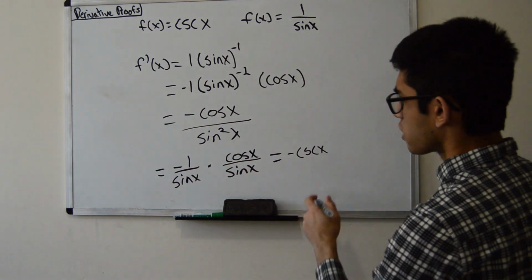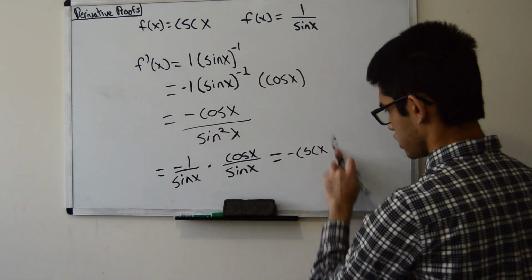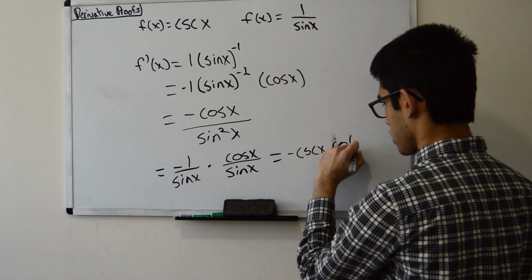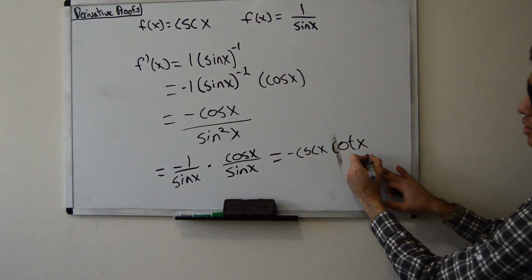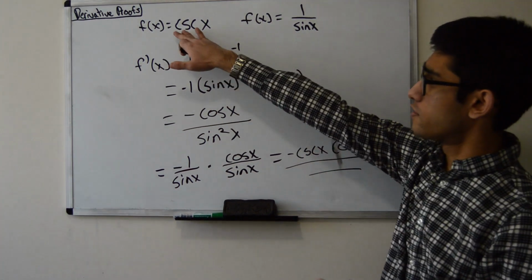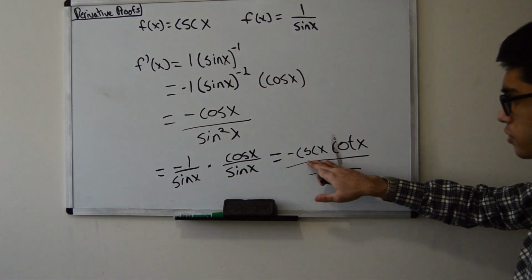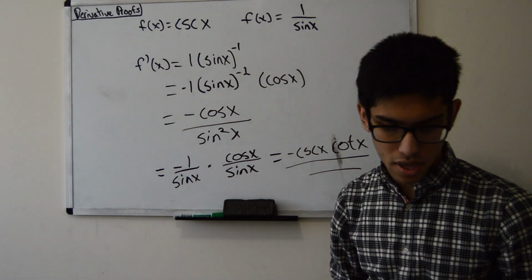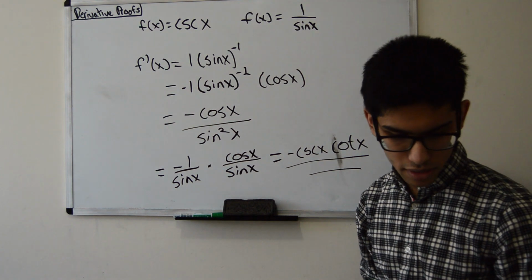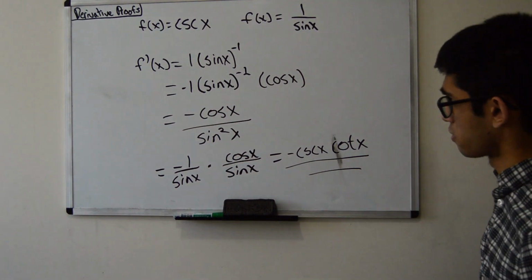And what's cosine over sine? Well, that's tangent, cotangent, not tangent. So cotangent x. So this is the proof right here. So the derivative of cosecant x is simply negative cosecant x cotangent x. If I am not mistaken, and I'm not mistaken, this is the correct proof.